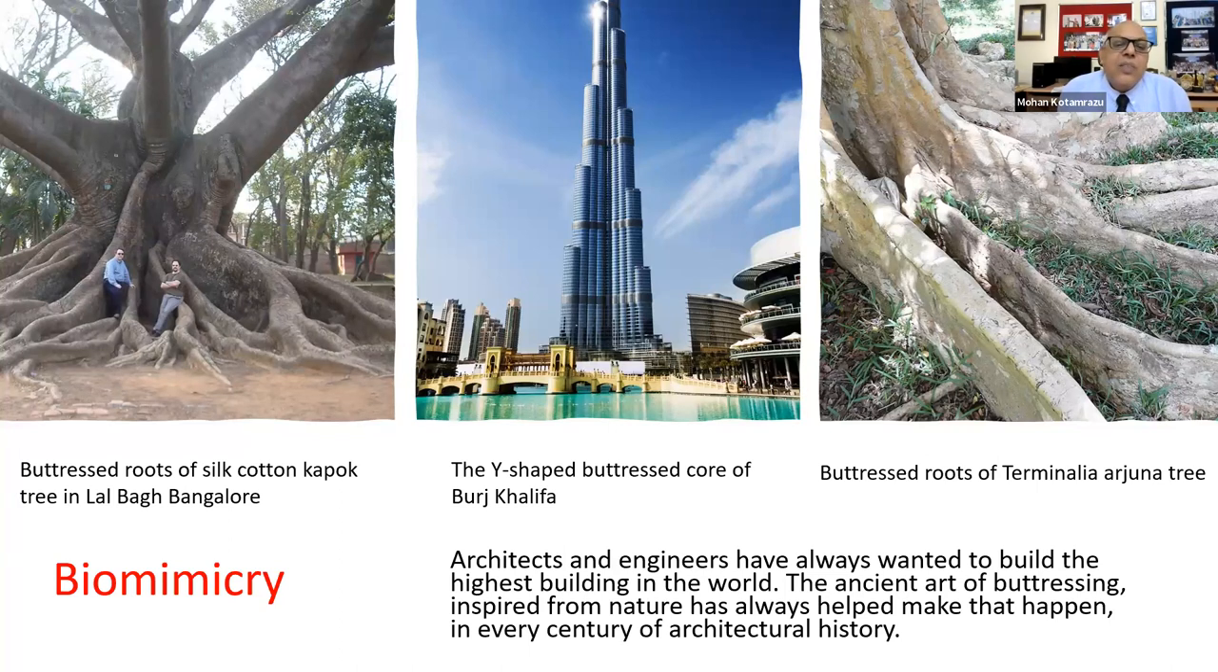You can see in the tallest building, Burj Khalifa, the same buttressed, Y-shaped core. If you see the plan of Burj Khalifa, you'll find it's a Y-shape. And not only did inspiration come from the tree, but the architect was also inspired by a flower which grows in the desert, a desert flower. Architects and engineers have always wanted to build the highest building in the world, and this art of buttressing is inspired by nature. Okay.